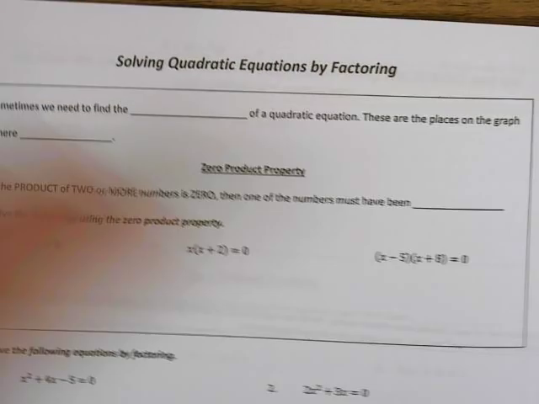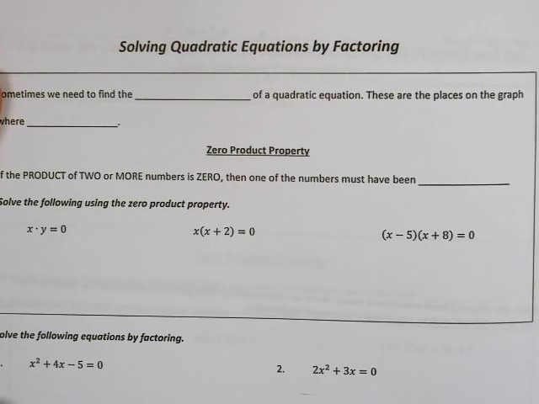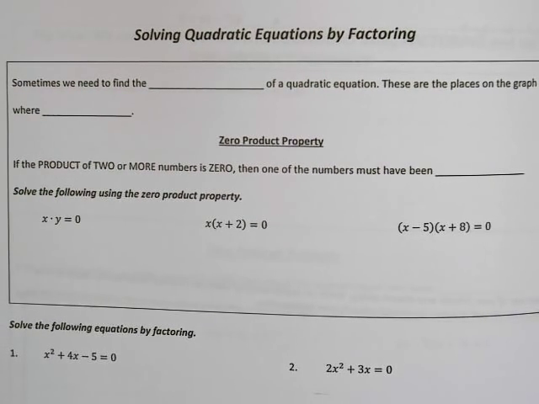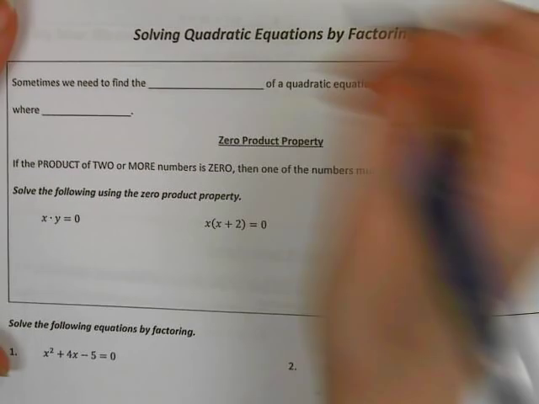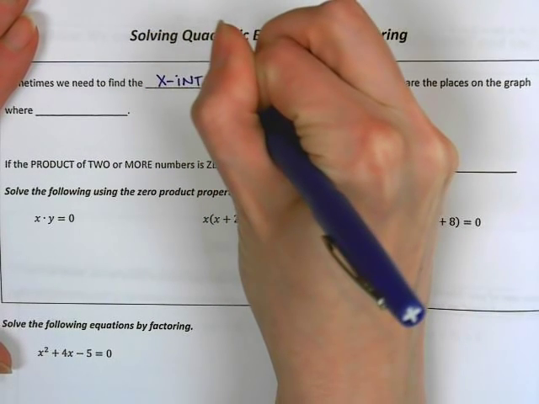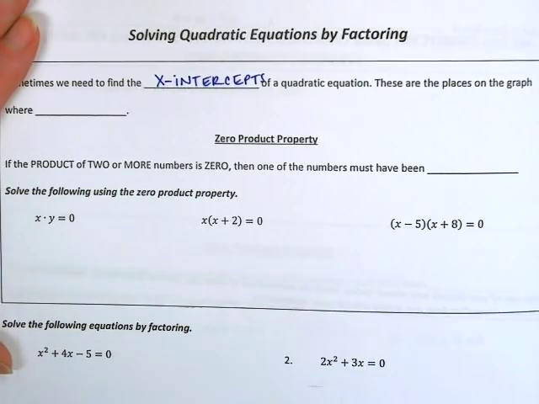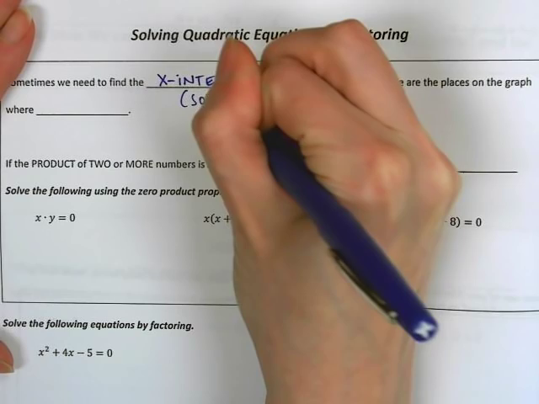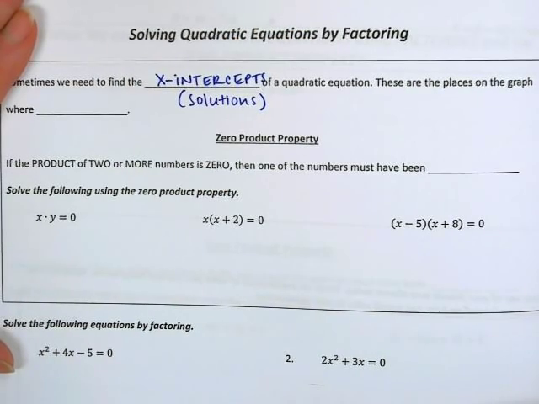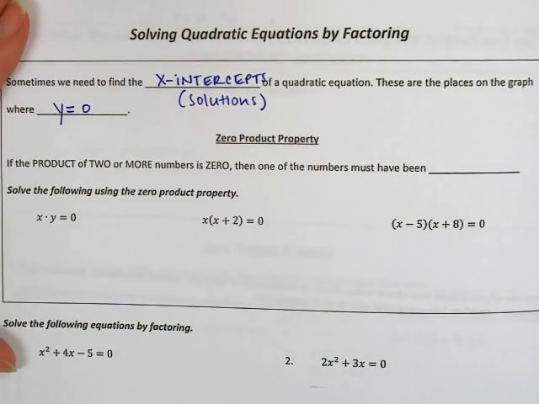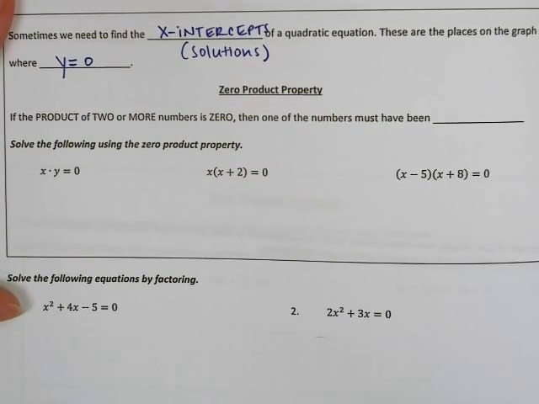All right, guys. So today in class we did a discovery where you learned a little bit more about finding the solutions of a quadratic. And this is just going to recap everything that you should have learned in class. So sometimes we need to find the x-intercepts of a quadratic. And another word for this is called the solutions. And these are the places on the graph where y equals 0. So they're on the x-axis when y equals 0.